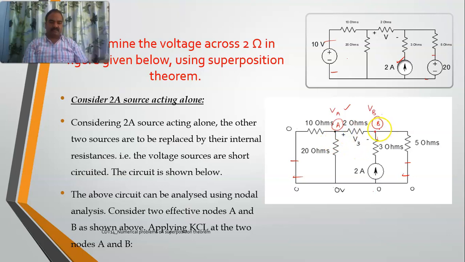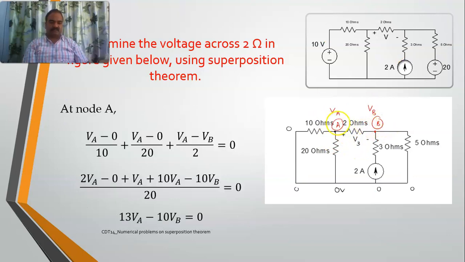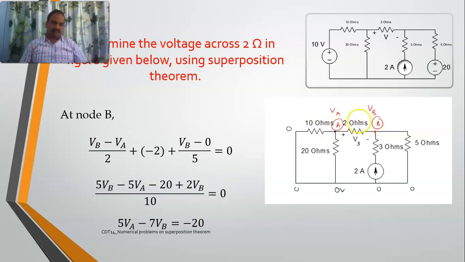So when this is VA and this is VB, if I apply KCL in these nodes, three paths: VA minus 0 by 10, VA minus 0 by 20 plus VA minus VB by 2. Similarly, when I go with this node, this is VB minus VA by 2, VA minus VB by 2, and this is VB minus 0 by 5. And see, actually there is a current already flowing in this circuit, and it is flowing in the opposite direction, so I am taking it as minus 2. And these are the equations.